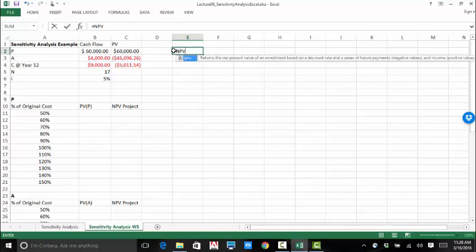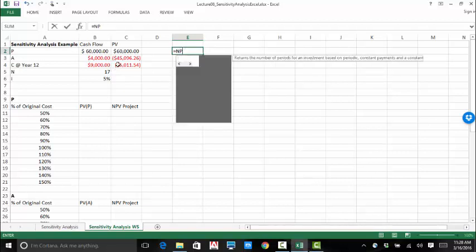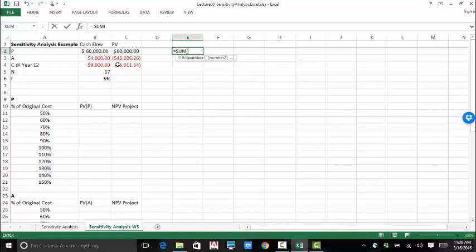So the NPV equals NPV of, sorry, we don't need to do that. Sum these three, right? They're all in the present now. So the present worth of this project is $9,892.